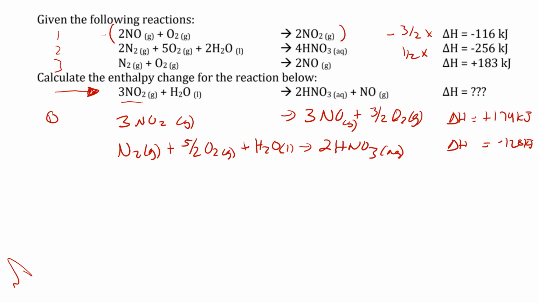So let's see. You'll notice that for now we have our three halves O2. We have five halves O2. We have a lot going on here. But notice how there's no halves or anything like that in the final reaction. So what do we need to do?